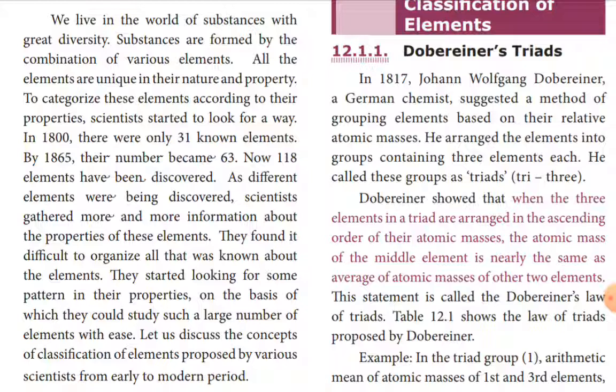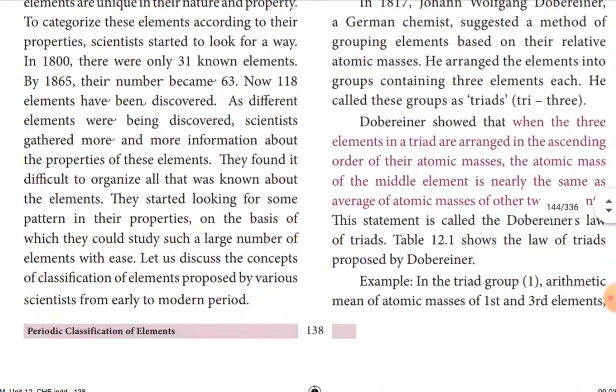To categorize these elements according to their properties, scientists started to look for a way. So the chemists tried to find a way to arrange these elements. They used a certain order. See, in 1800, there were only 31 elements. At the time, only 31 elements were known. After that, in 1865, the number becomes 63. Now we are having 118 elements. So if you are asked the question, how many elements are present nowadays? 118 elements have been discovered.